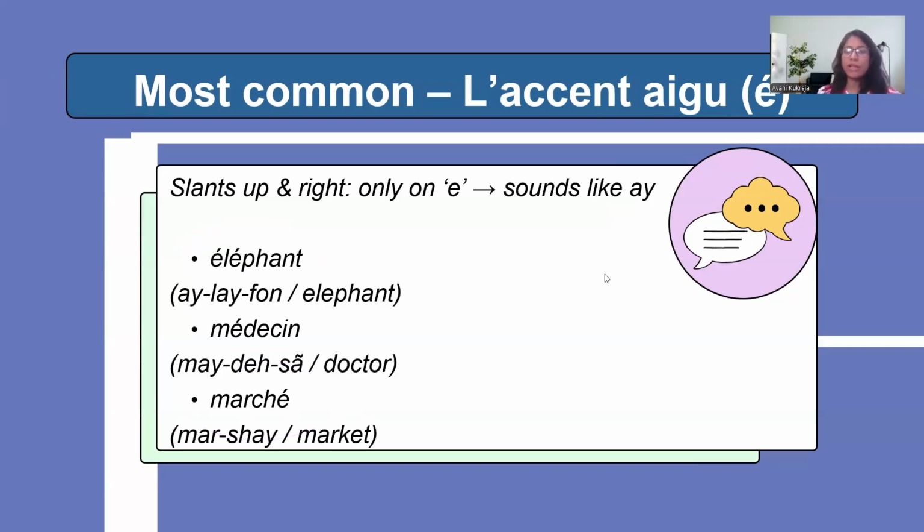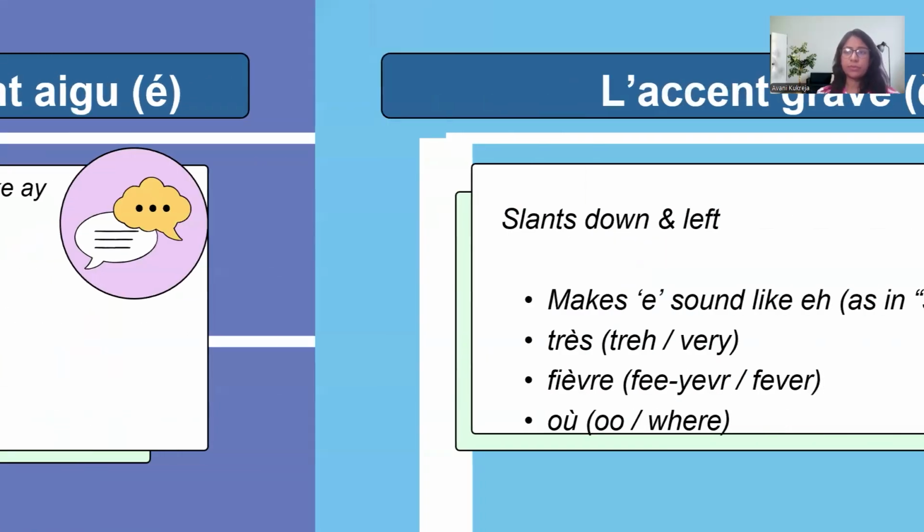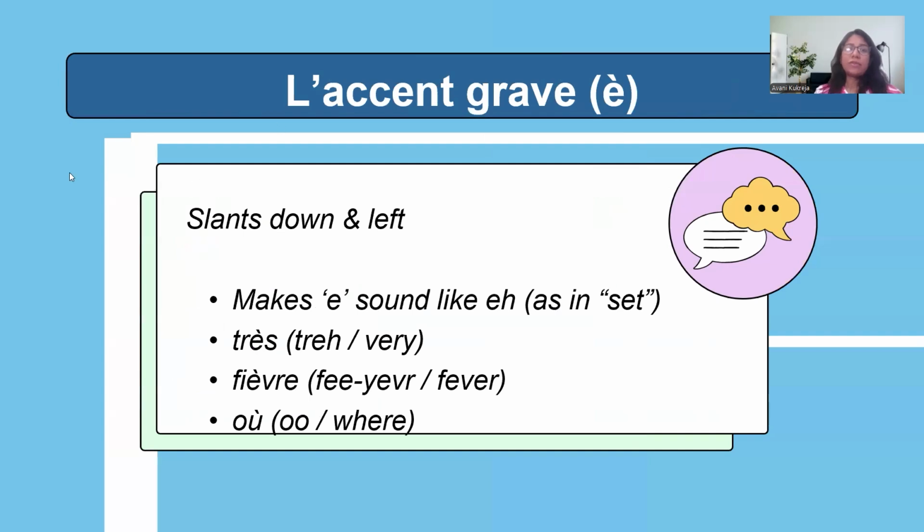All right, moving on to the next one. The next accent is l'accent grave. Now this appears slanting down and left, however you want to say it. This is just the opposite of aigu. In aigu, we were making the sound of E go flatter. Grave makes the sound of E sharper, as in the "e" sound of the English word set.